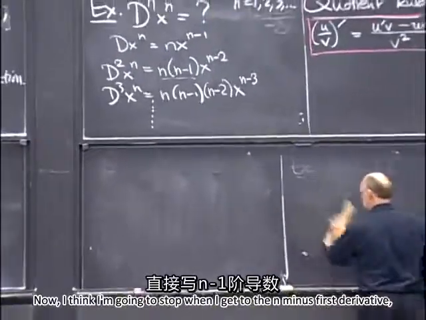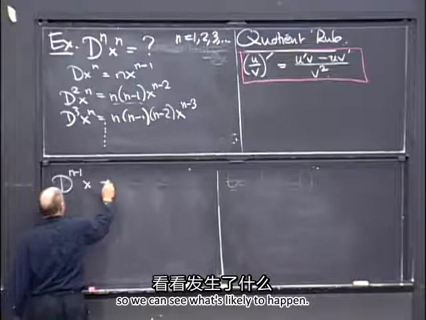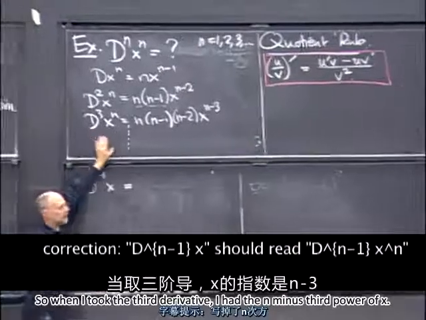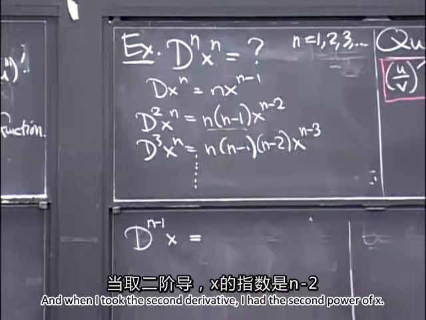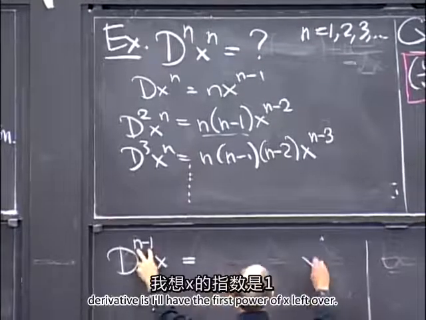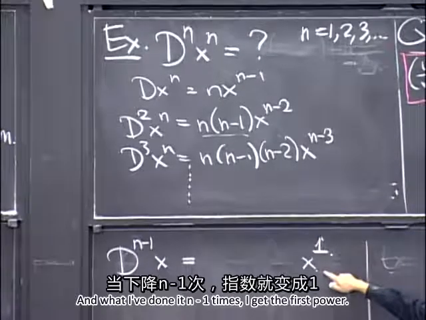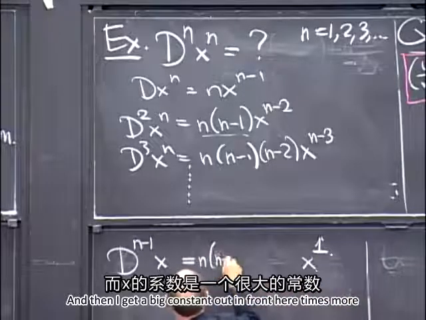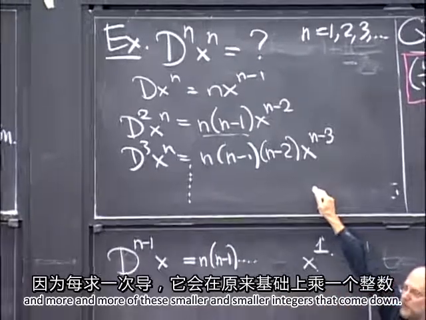Now, I think I'm going to stop when I get to the n minus first derivative so we can see what's likely to happen. So when I took the third derivative, I had the n minus third power of x. And when I took the second derivative, I had the second power of x. So I think what will happen when I have the n minus first derivative is I'll have the first power of x left over. The powers of x keep coming down. And when I've done it n minus 1 times, I get the first power. And then I get a big constant out in front here, times more and more and more of these smaller and smaller integers that come down.